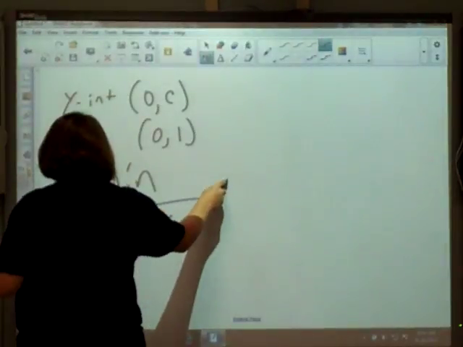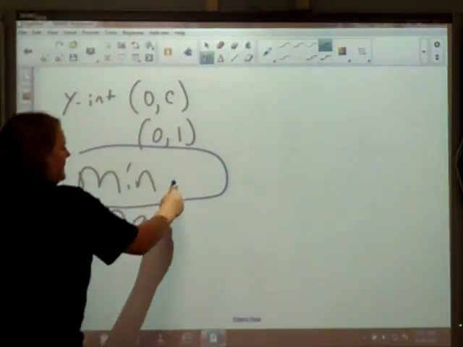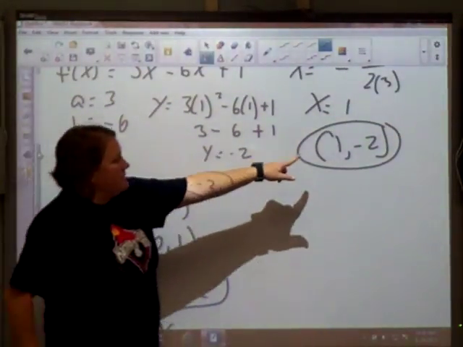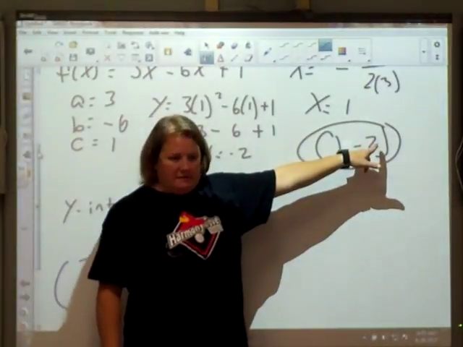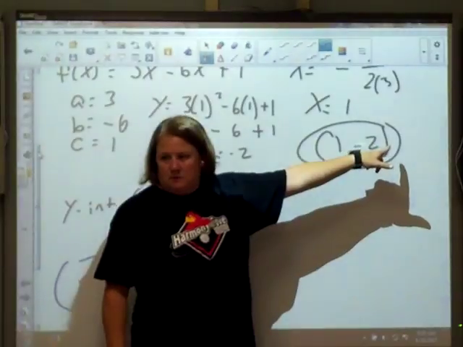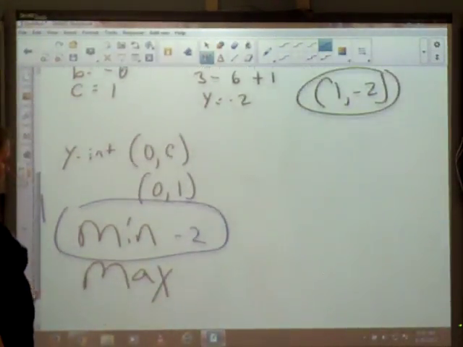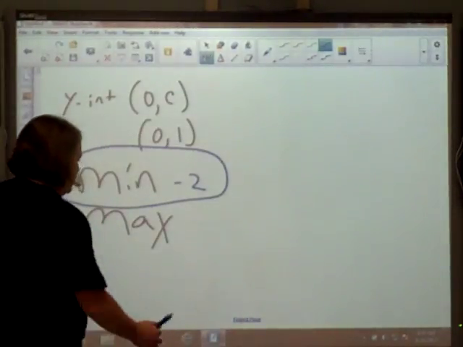It would have a minimum of what? How low did it go here? -2. We got that from the vertex. So it has a minimum of -2. Look at what your vertex was. It will always be the y of the vertex. Your max or your min will always be the y of the vertex. Okay? Alright, we can tell something else about this. Increasing and decreasing.